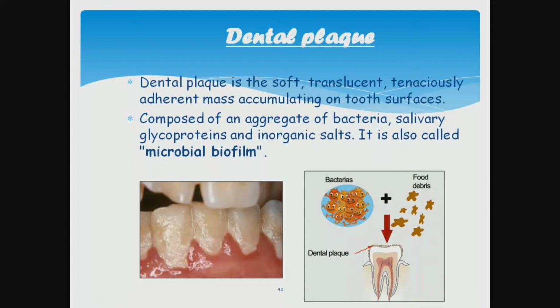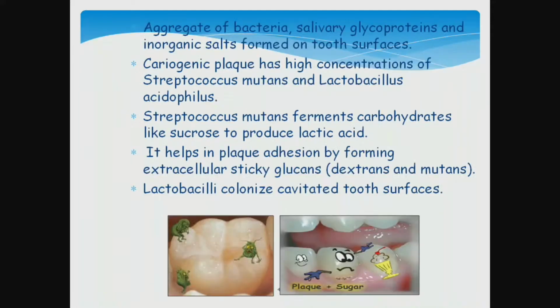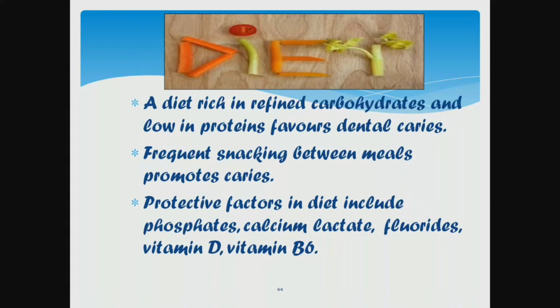Plaque is a soft, translucent, tenaciously adherent mass accumulating onto the tooth surface. It is composed of an aggregate of bacteria, salivary glycoproteins, and inorganic salts. It is called a microbial biofilm. So that is plaque. Plaque plus sugar makes a cariogenic plaque that has a high concentration of Streptococcus mutans and Lactobacillus acidophilus. Of course, a diet which is rich in refined carbohydrates and low in protein favors dental caries. Frequent snacking between meals again causes a lot of dental caries.